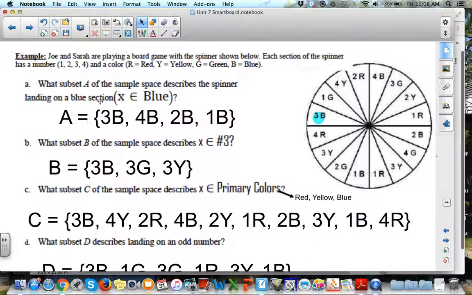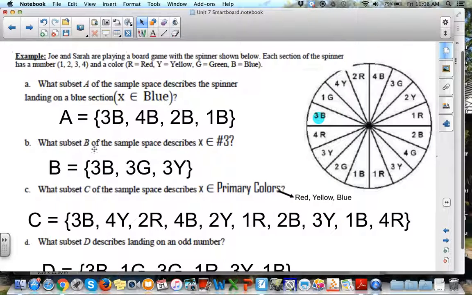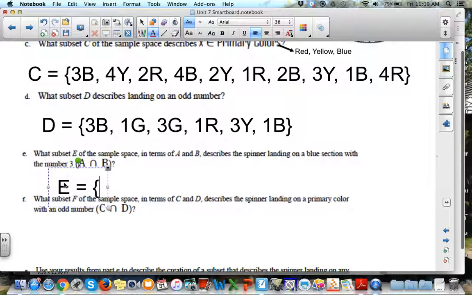If we look back at our chart, go back a page, the intersect is the elements that they have in common. So if we look at A and B, do they have any elements in common where they overlap each other? They both have a 3B, but that's it. These other B's are not down here in subset B. So when we're talking about where they intersect each other, trying to create set E, E is only going to be the element 3B. E is 3B. It just has one element, and that's okay.